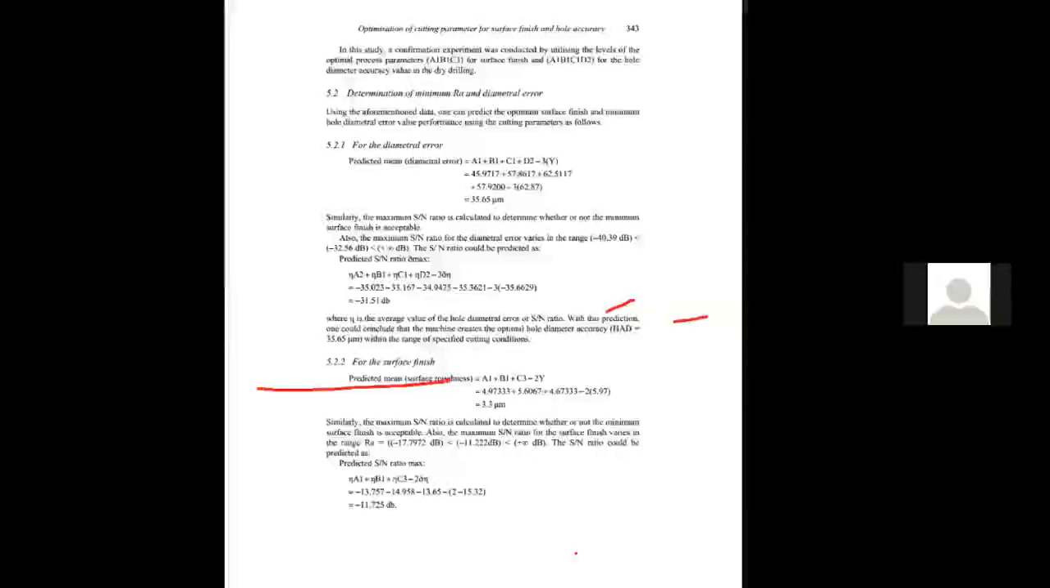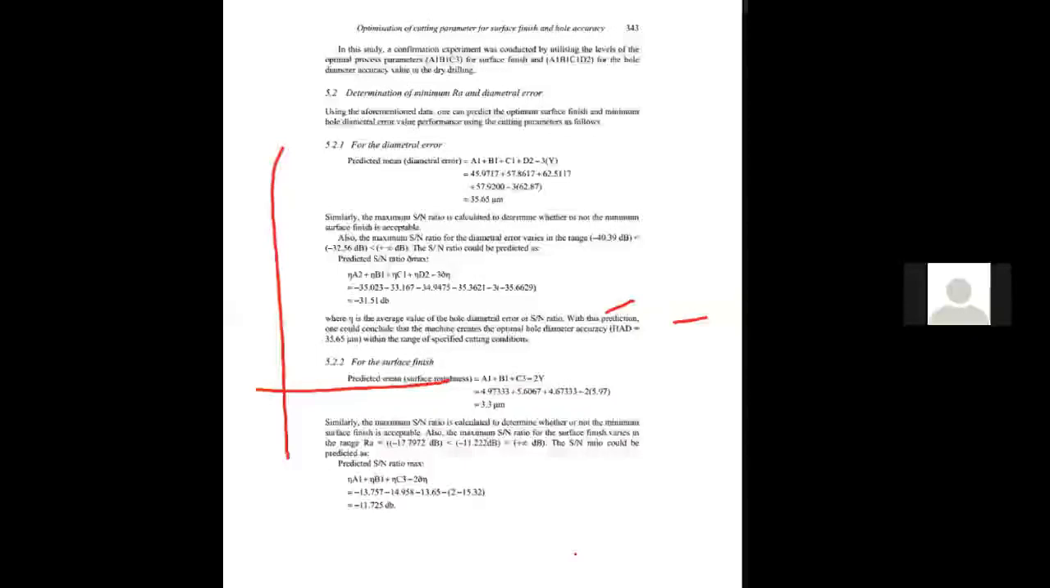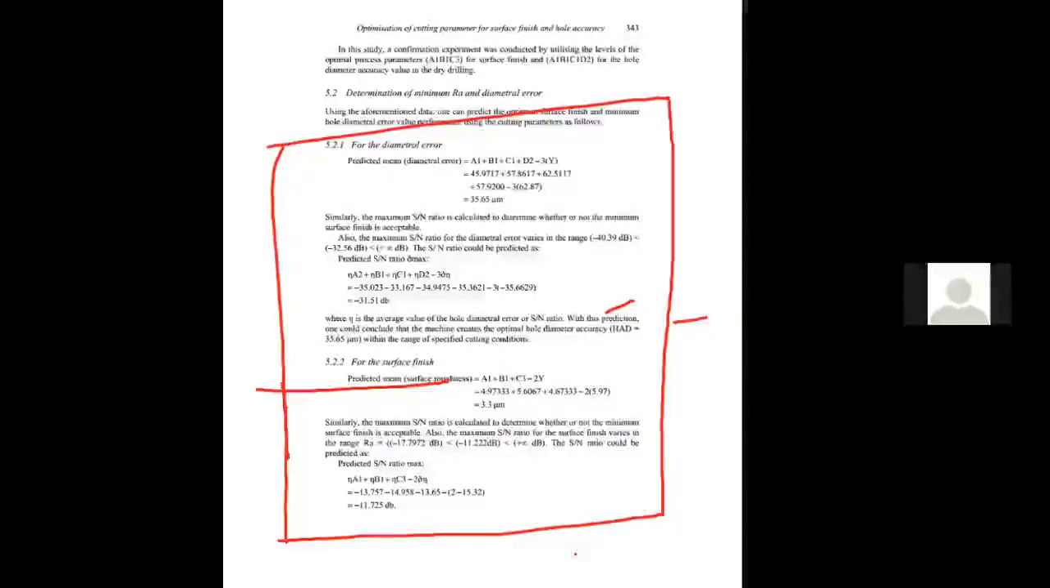Now how to do the calculations? Everything is given here. It's simple. It is a mathematical plus minus sign. You can see how much variation there is. And at the end, based on the SN ratio, how much deviation you are getting. So here predicted is this much, 3.3. What you are getting is 3.2 something. Means hardly there is a variation of 1 micron between whatever is predicted and what you have achieved.